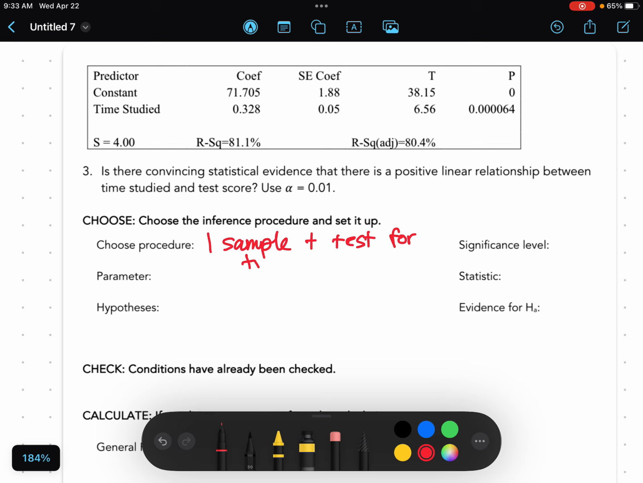For true slope. And beta would be our parameter, true slope of, and our, well, let's write our hypotheses, okay? You can have other hypotheses, but let's look at the table up here again.